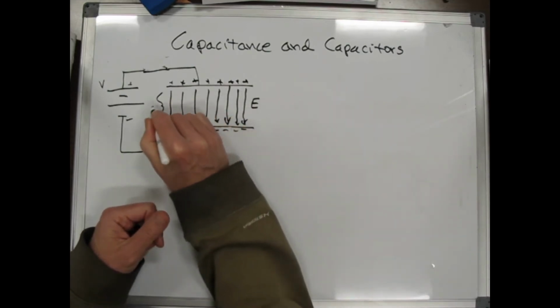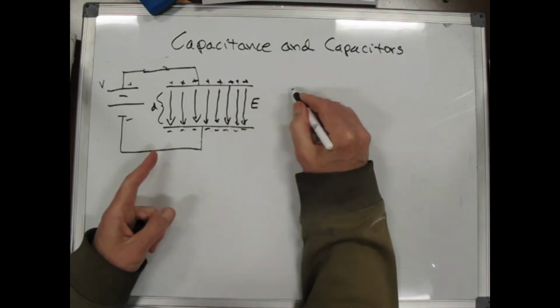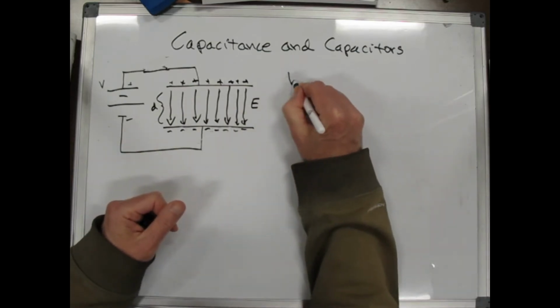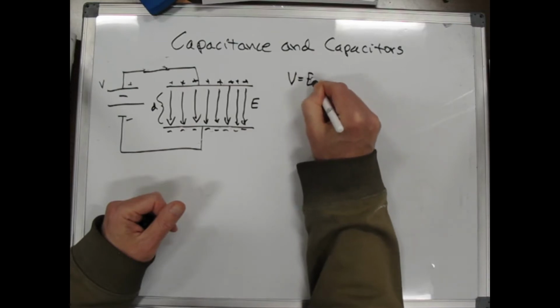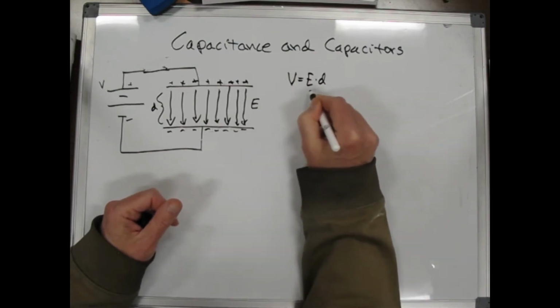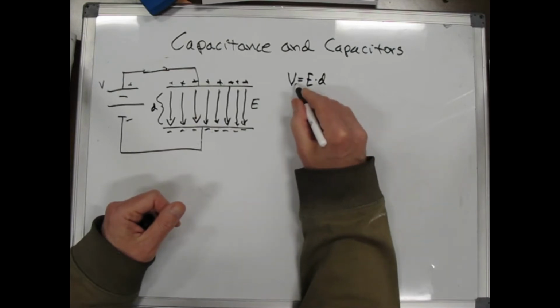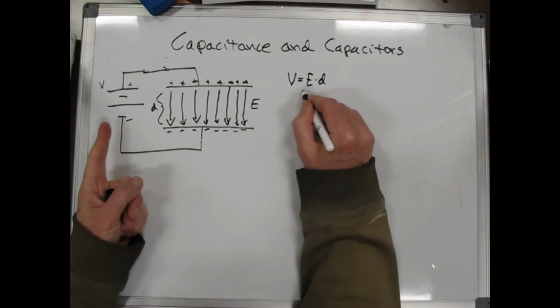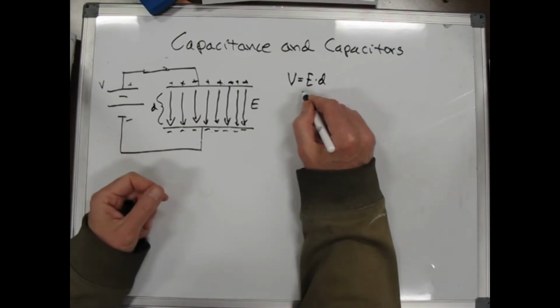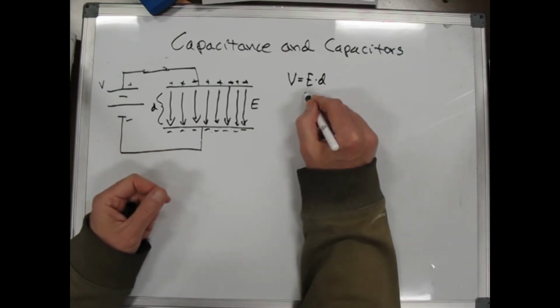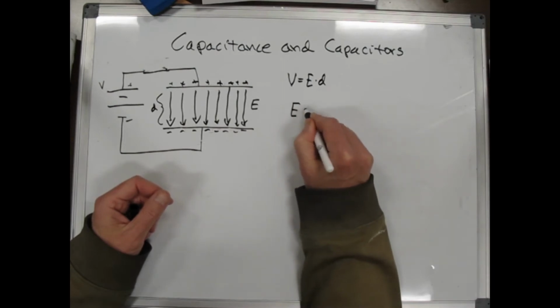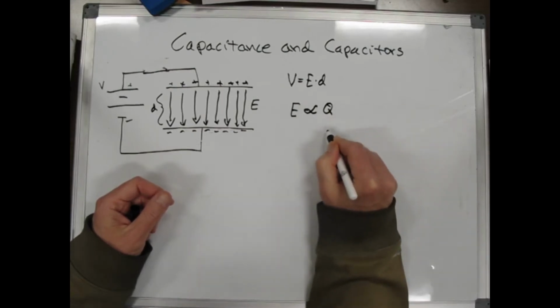If the plates are a distance D apart, we know from our previous work that the voltage between the plates is just the electric field times the distance if the electric field is uniform. And so the voltage between the plates ultimately is the same as the voltage on the battery in this case. If I can measure the electric field, I can also multiply that by the distance and get the voltage. Notice that the electric field is directly proportional to the charge Q on the plates.